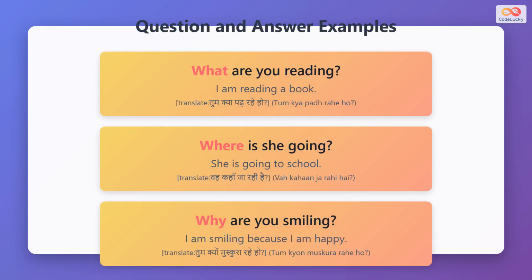Let's connect the question with a natural answer. What are you reading? I am reading a book. Where is she going? She is going to school. Why are you smiling? I am smiling because I am happy. Each answer clearly matches the question and continues the present continuous tense.